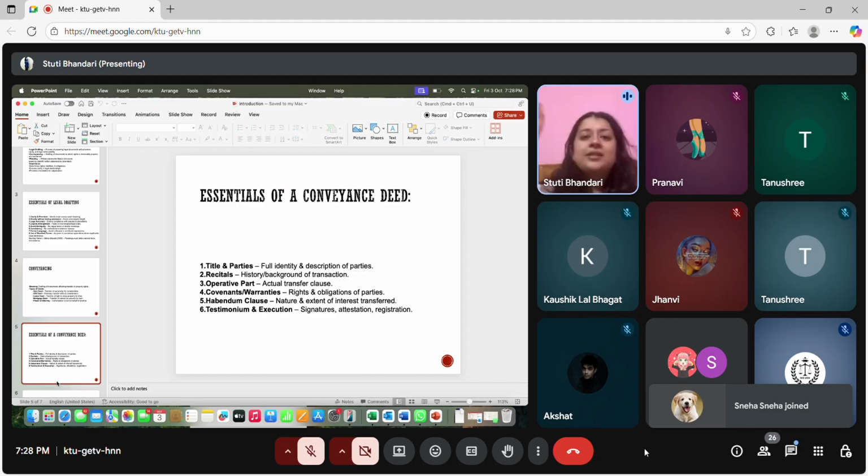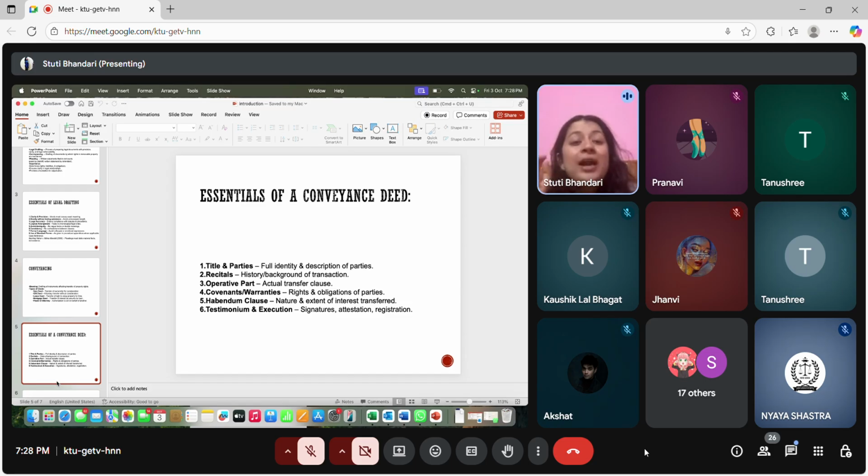Mr. This, son of this, resident of this, hereinafter referred as the seller. And then the second party, Mr. So-and-so, son of this, resident of this, hereinafter referred as buyer. So you have to write the entire detail, not just the name, their father's name, if she's a woman, her husband's name, and then lastly, if the person is a minor, can you directly transfer a property in the name of a minor? Can a minor be a part of any contract?